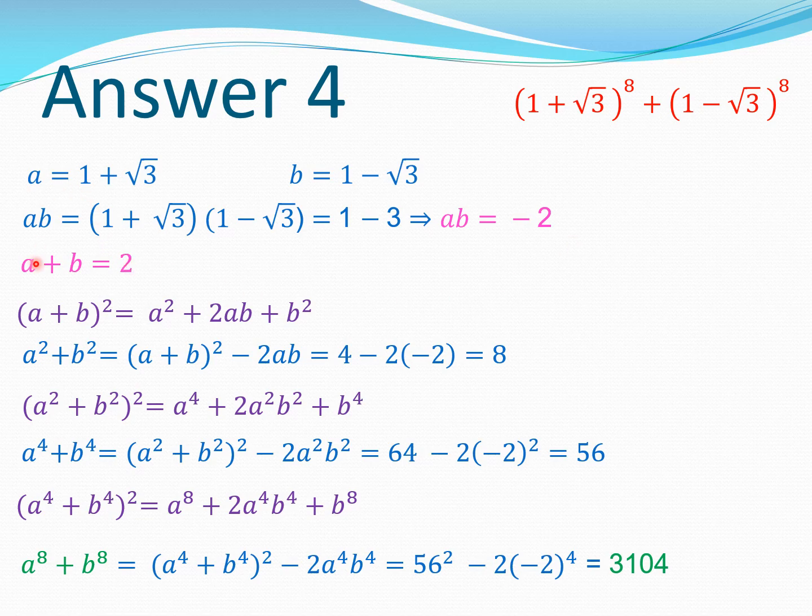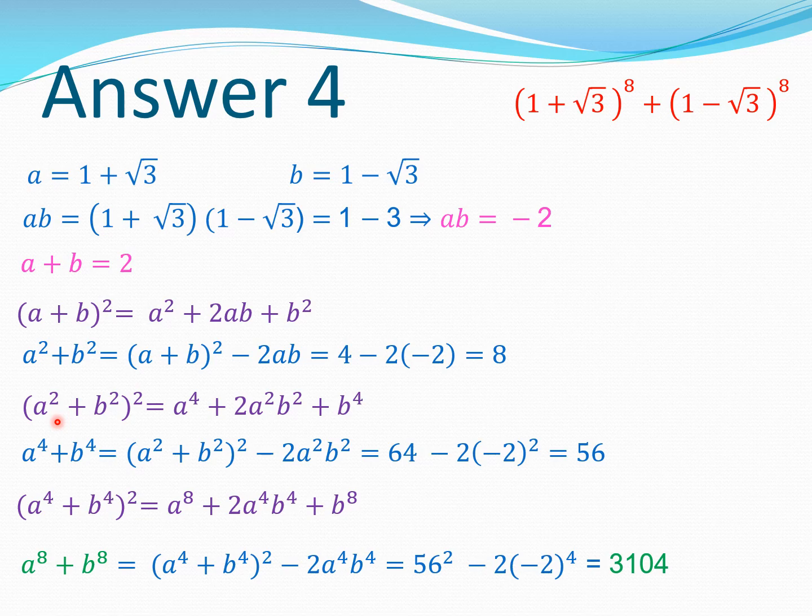Now I do a plus b, and a plus b is going to simply give me 2. So you see here a plus b, the plus root 3 will cancel out with the minus root 3, and I'm going to get 2. So now I turn to the well-known fact that a plus b square is a square plus 2ab plus b square. And so I can write a square plus b square is a plus b square minus 2ab. So I know a plus b was 2, so this would be simply 2 square, that is 4, and minus 2 into minus 2, so that gives me 8 here.